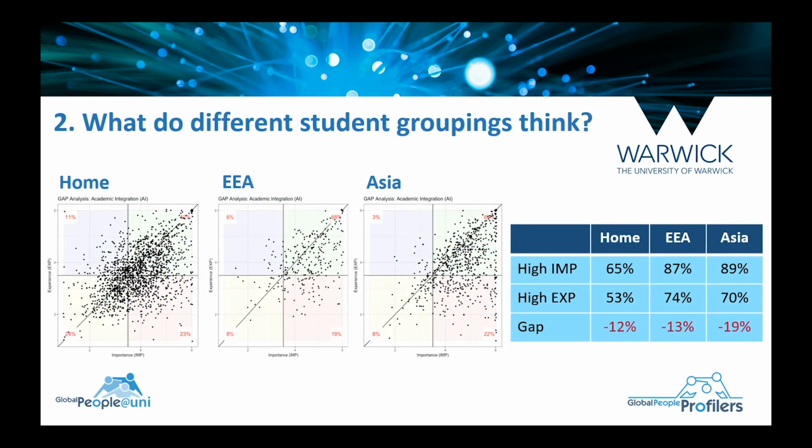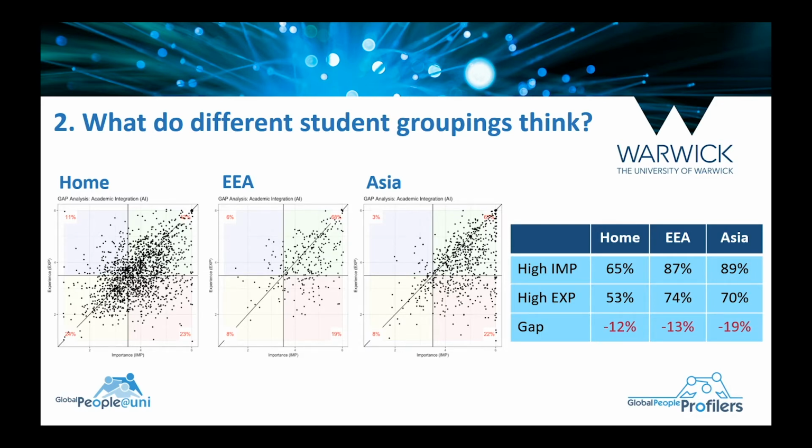So in the last webinar I showed you some data on academic integration. Here's some other data. This is from another cohort with a larger number of students from UK universities. And you can see here we've been able to break it down into 3 regional groupings: home, EEA, that's European Economic Area, and Asia. Asia covering what the UN counts as Asia, which is East Asia, Southeast Asia, South Asia.